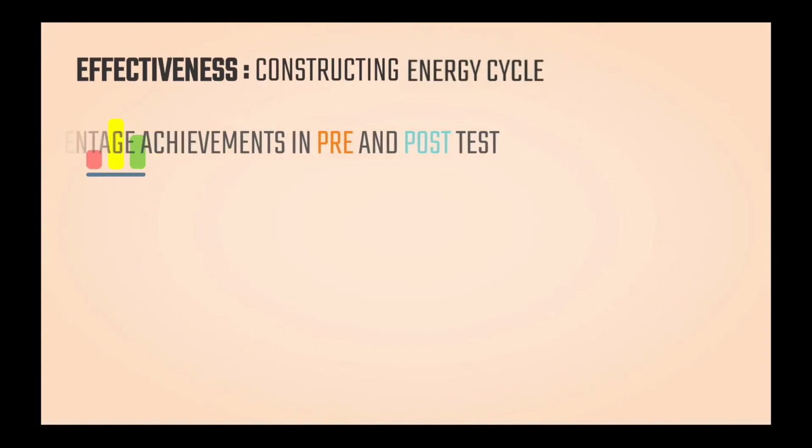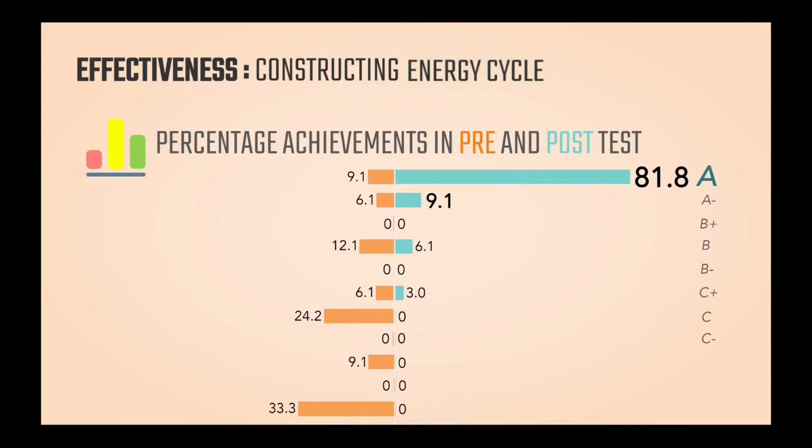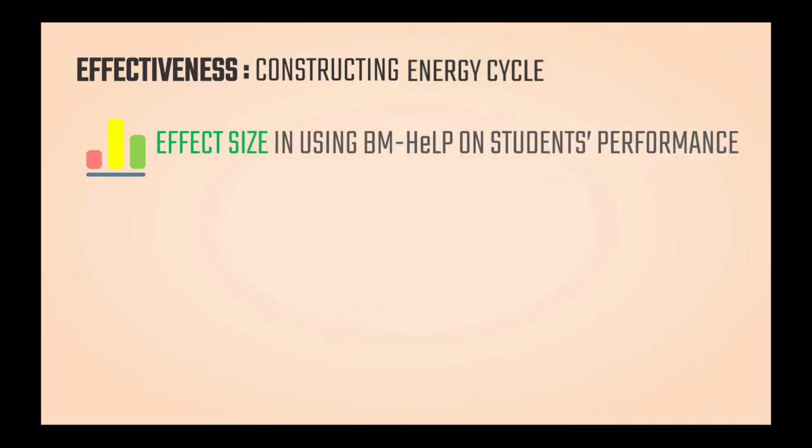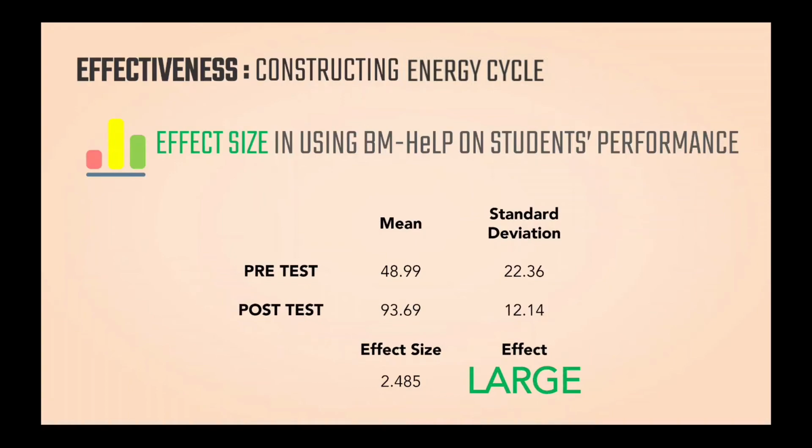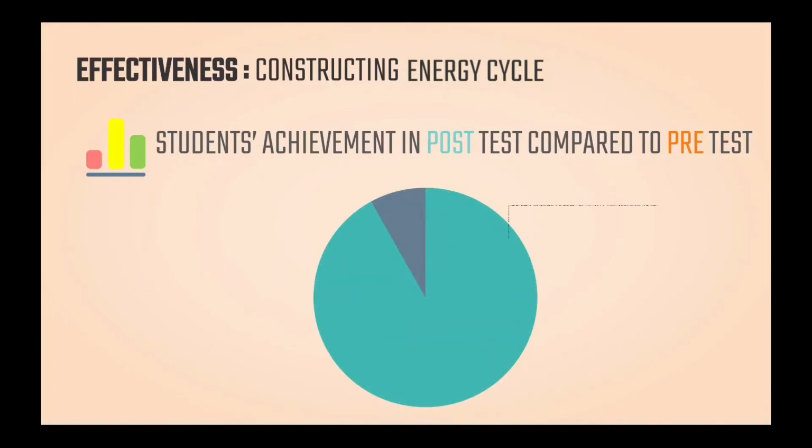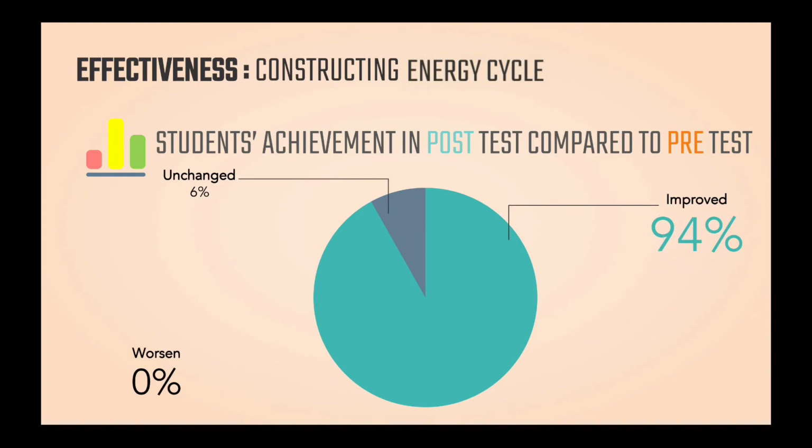The effectiveness of this method in constructing energy cycle. From this data, we can see that students have improved their performance with constructing energy cycle after the implementation of the method. By using effect size analysis, we can see that this method has a large effect size of 2.485. By implementing the box method, students' achievement has improved, whereby 94% of the students involved in the pre and post test have improved their performance, whereby 6% of the students have an unchanged performance, and none of the students had worsened their ability in constructing the energy cycle.